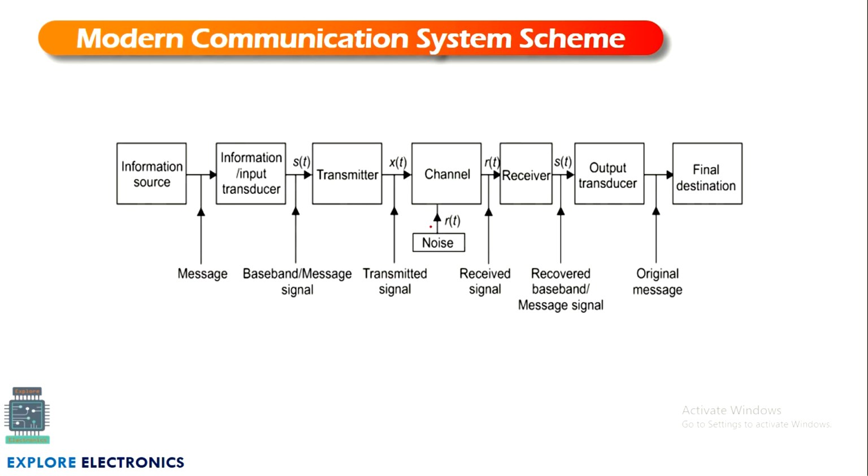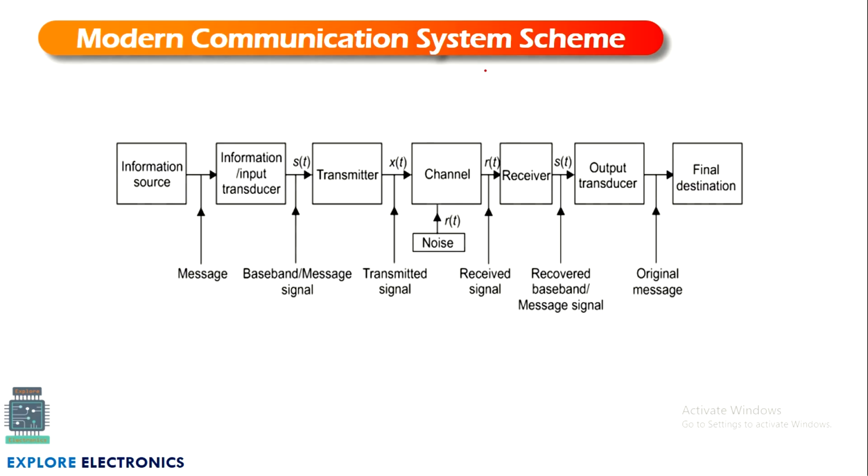There might be a chance of inclusion of noise. So the output of the channel will be received at the receiver, and the receiver output will be the recovered signal, meaning the baseband signal that we have sent from the transmitter end. The output transducer will convert that into a physical quantity. That will be the original message.